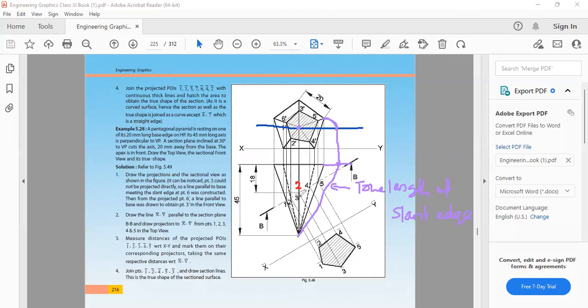Then transfer my point 2 on this true length, and then project this to the center line in the front view. Then take this distance and draw an arc here. So you will get 2 dash. Clear? Then mark all other points. All other points are very simple. Just project it and then join. You will get the section.